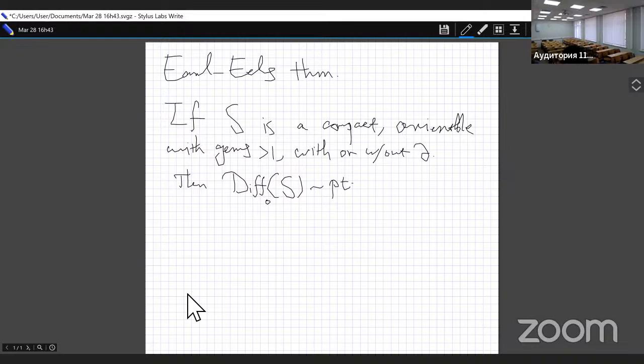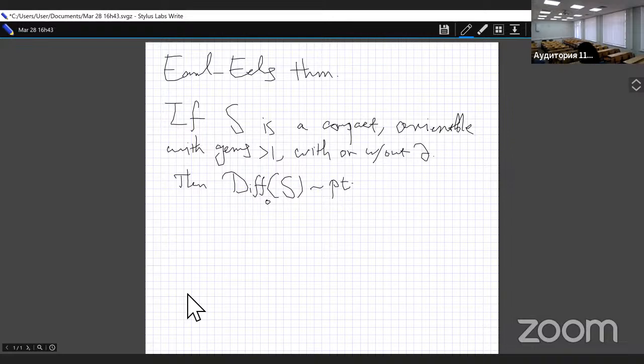As it is a topological group, every path component is homeomorphic, so it means that every component is homeomorphic. So that's the argument, and today we're going to prove this.